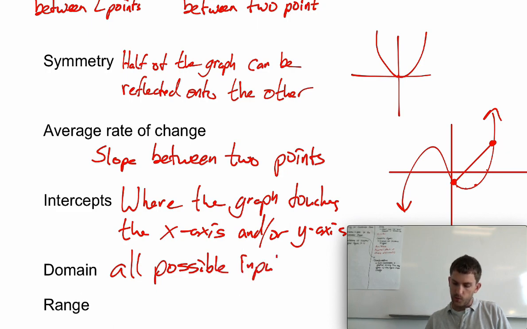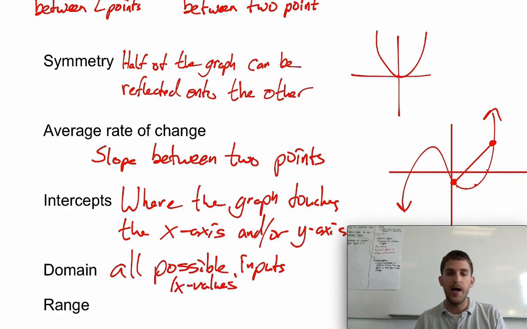Domain. We kind of talked about that one a little bit earlier, but that is all possible inputs. Now, thinking back to when you probably first learned about domain, all possible inputs, you probably just thought about the x values. The reason I'm not saying just all possible x values is because you're not always going to be dealing with x and y. Sometimes you'll be dealing with other variables. Now, the x variable has a specific name for it. That is the independent variable.